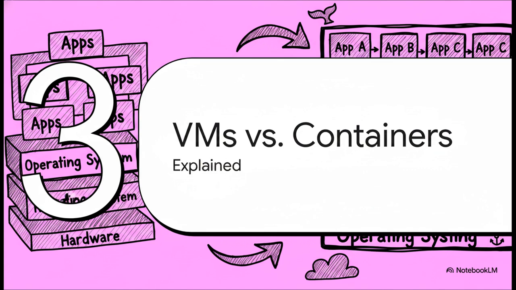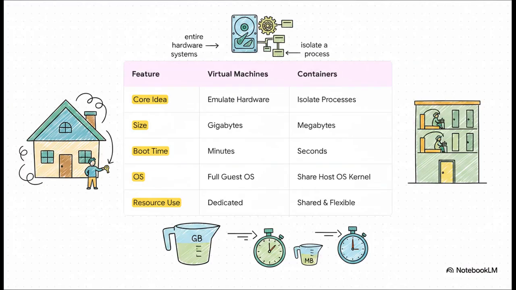All right, so we've seen the two ways of doing things. Let's just put them head to head. VM versus container. This is going to make everything crystal clear. I mean, this chart just lays it all out, doesn't it? VMs pretend to be a whole new piece of hardware, so they're huge, gigabytes, and they take minutes to start. Containers, on the other hand, just put a little fence around a process, so they're tiny, megabytes, and they start in seconds. It's literally the difference between building a whole separate guest house in your backyard versus just tidying up the spare bedroom. One is way more efficient.